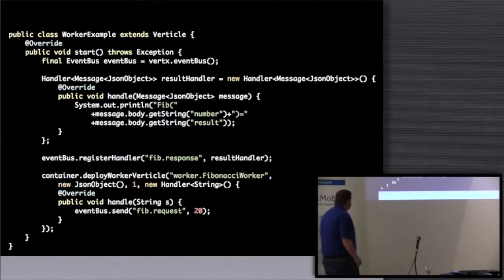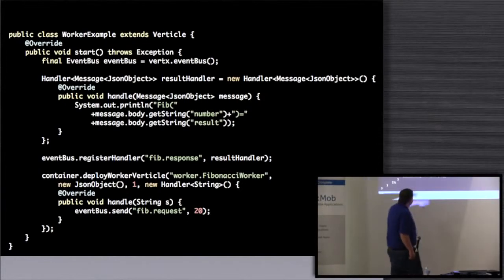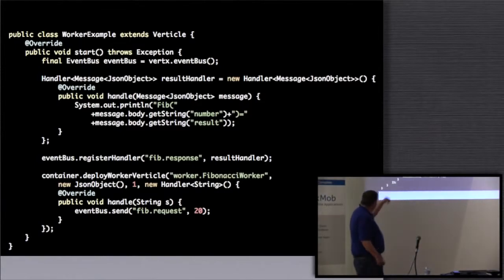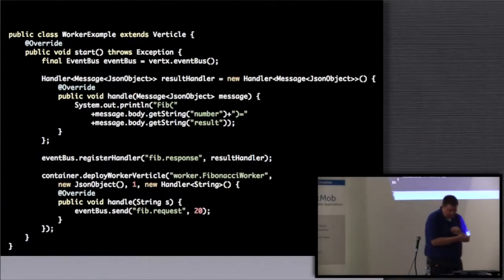My arguments here are the address, and I've got a configuration object that I can pass in different parameters. I can specify the number of instances of the vertical here. So if I put in 10 there, I would have 10 of these guys. And then I've got my handler that is just sending off the messages to the fib request.